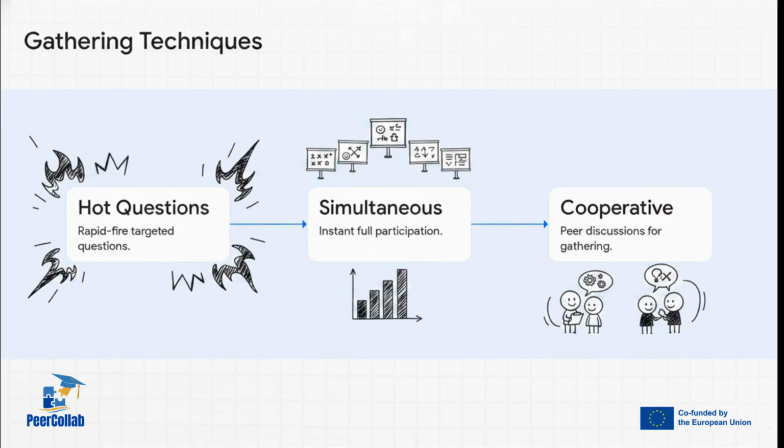Step 2. Simultaneous response systems. Think mini whiteboards where every single student holds up their answer at the exact same time. Or even digital polling tools. It gives you an instant 100% participation snapshot of the whole room. And step 3, cooperative activities. Having students work together to solve a problem while you circulate. You gather information just by listening to their peer-to-peer discussions. It's dynamic, it's engaging, and for sure, it works.